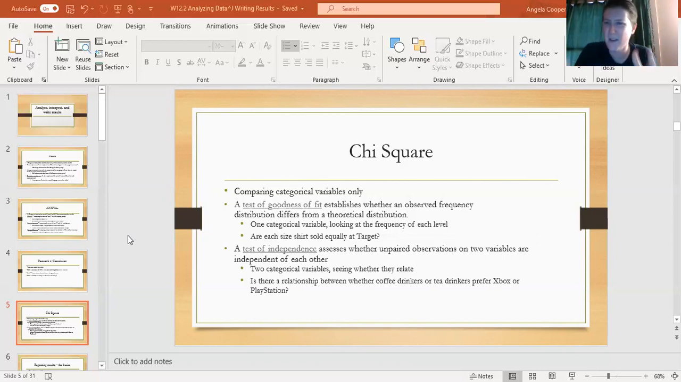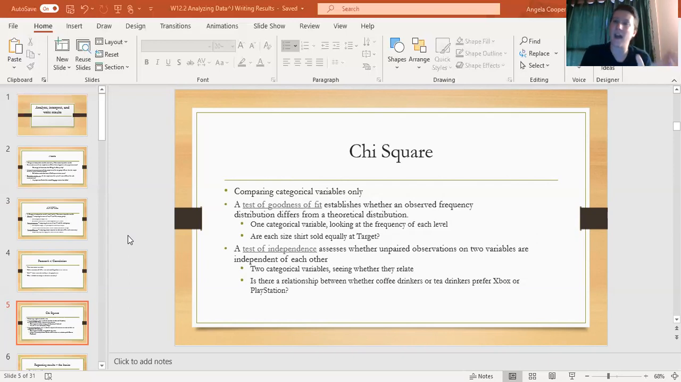So if we're going to look at t-shirt sales at Target, does every size t-shirt sell equally at Target? So you have extra small, small, medium, large, extra large. The null hypothesis for that test would say, oh yes, every single shirt size is sold at an equal proportion to the other. So if you have 2,000 shirts sold at Target of a particular shirt brand, each size will be selling the same amount.